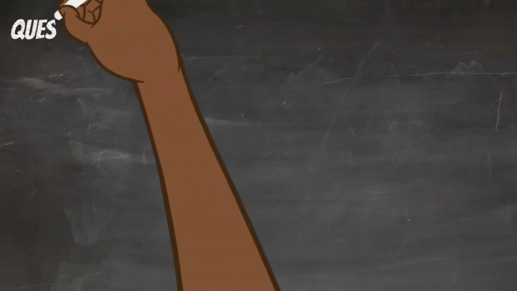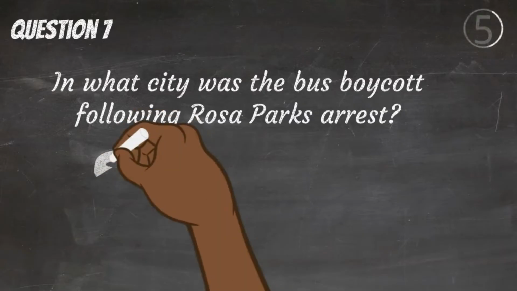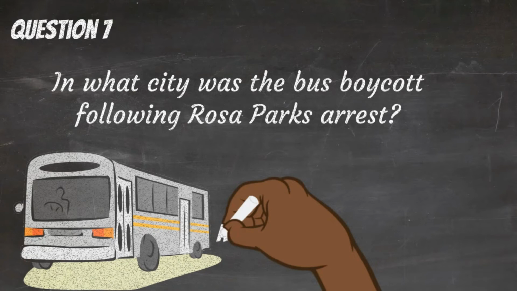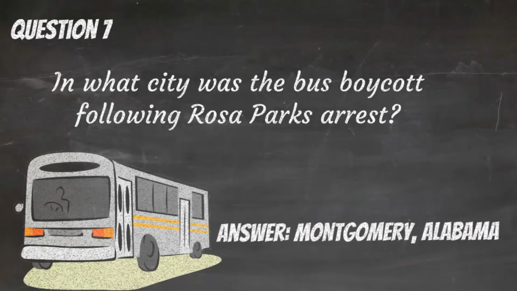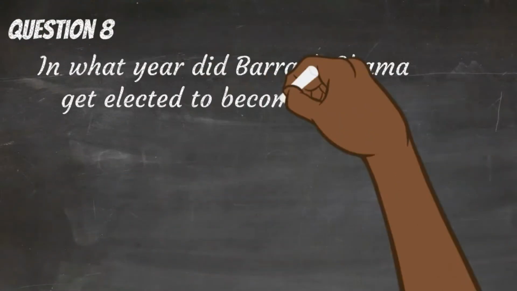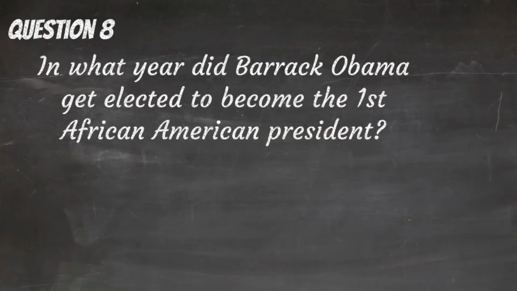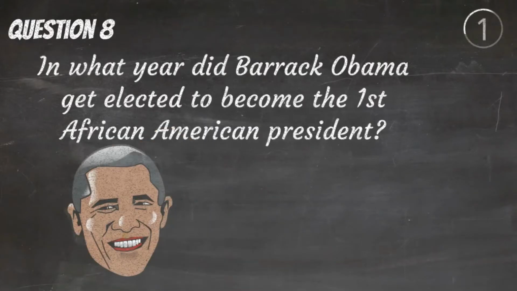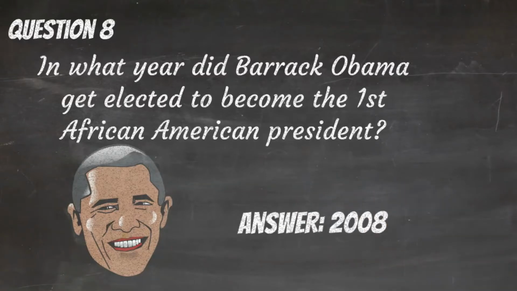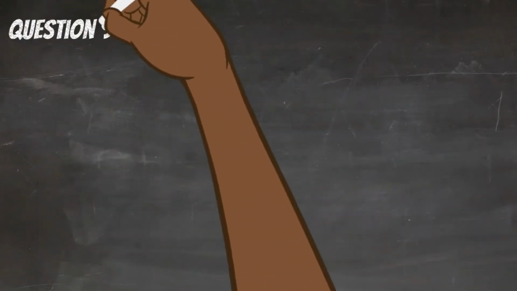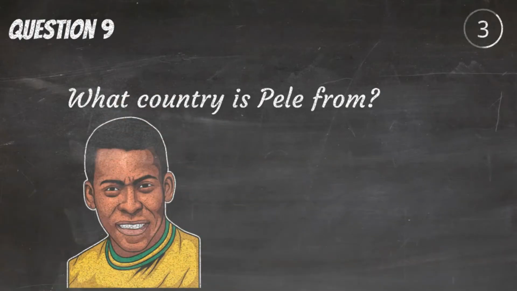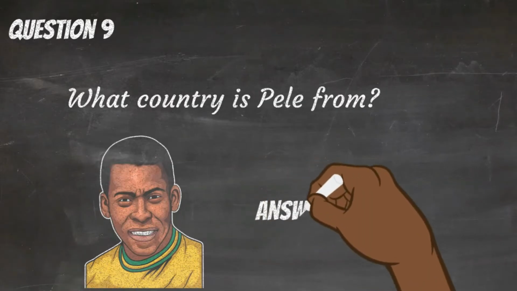Question 7. In what city did the bus boycott following Rosa Parks' arrest take place? Montgomery, Alabama. Question 8. In what year did Barack Obama get elected to become the first African American president? 2008. Question 9. What country is Pele from? Brazil.